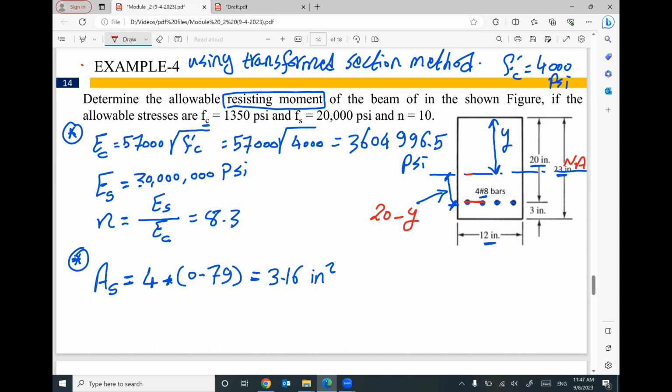20 minus what? 20 is the vertical distance between the steel reinforcement and the top. That's right? And y is the assumed distance from the neutral axis to the top. If you subtract the two values, 20 minus y, I can give you the vertical distance between the steel reinforcement and the neutral axis.